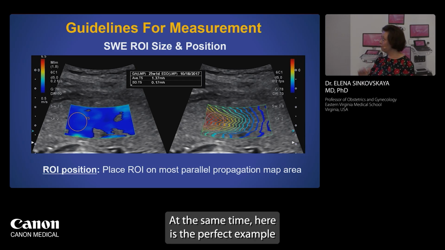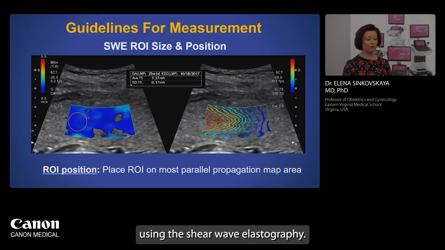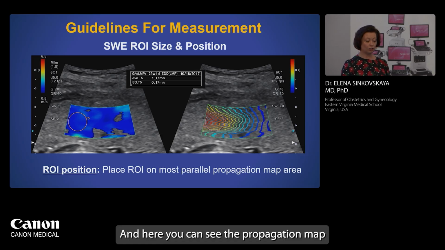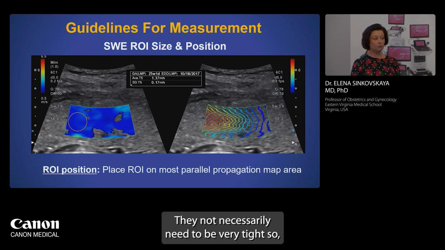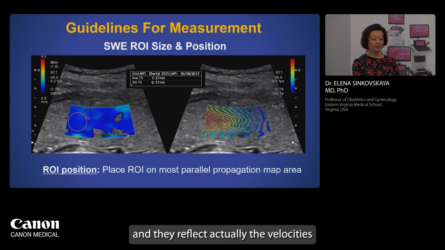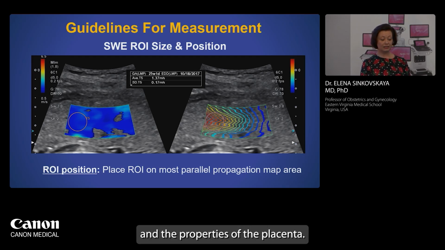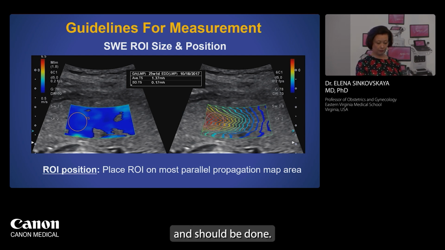At the same time, here is the perfect example of how the placental elasticity can be evaluated using shear wave elastography. Here you can see the propagation map that shows parallel lines. They do not necessarily need to be very tight, but they need to show the parallel pattern, and they reflect the velocities and the properties of the placenta. This is how the measurement can be done and should be done.